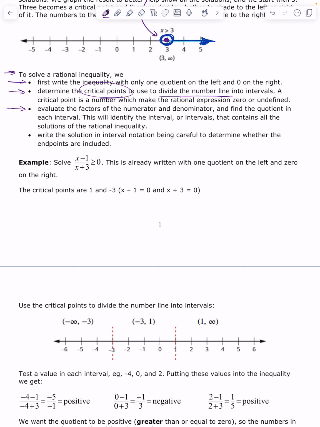We are going to evaluate the factors in the numerator and denominator, and then we will decide whether values in those intervals are positive or negative. And we're going to go through all that in just a minute here. And then we're going to make sure we write the solution in interval notation.